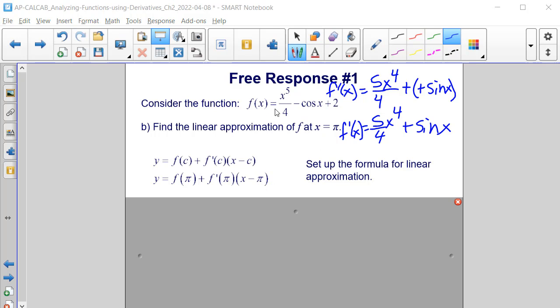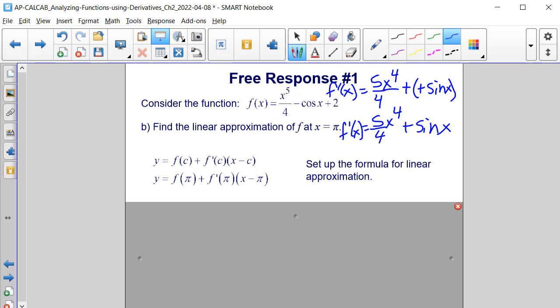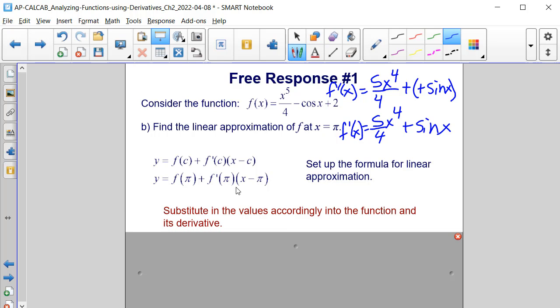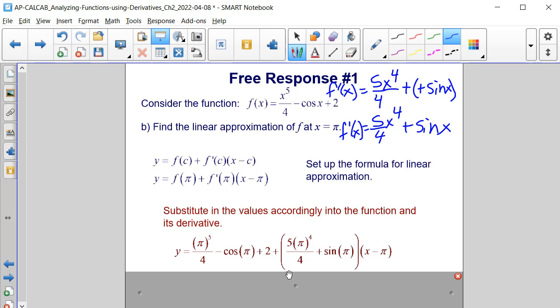So now that we have our function and its derivative, we can then substitute the values of pi into our equation and derivative accordingly and evaluate. And when we do that, we'll get pi raised to the 5th power over 4 for f of pi, minus cosine of pi plus 2. That's what the beginning part of this is. And then plus, well, f prime is this, and we're going to substitute pi in for x. So 5 pi to the 4th divided by 4 plus sine of pi, and then we have times the quantity x minus pi.